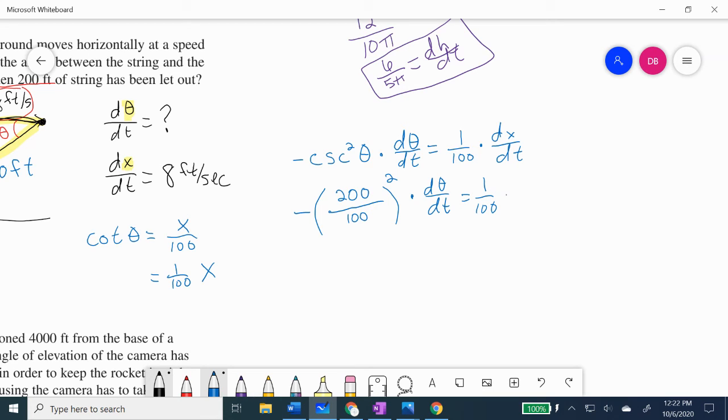And dx dt is 8. This gives me d theta dt being equal to, I'm just going to reduce this thing to a 4. That's 2, 2 squared 4, so negative 4. I'm going to be dividing 8 over 100 by negative 4. And I will end up with negative 1 over 50.